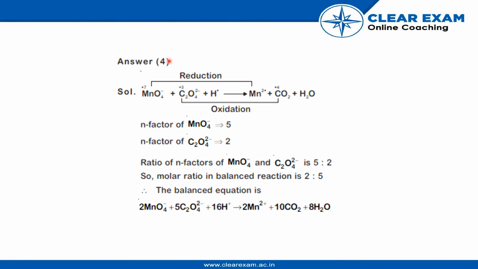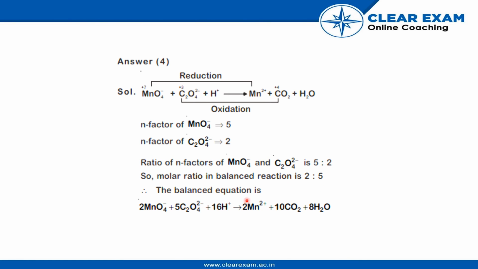So the answer should be 4, because MnO4⁻ to Mn²⁺ is reduction, and C2O4²⁻ to CO2 is oxidation. So the n-factor of MnO4⁻ will be 5. The n-factor of C2O4²⁻ will be 2. The ratio of n-factors of MnO4⁻ and C2O4²⁻ is 5:2. So the molar ratio in the balanced reaction is 2:5.